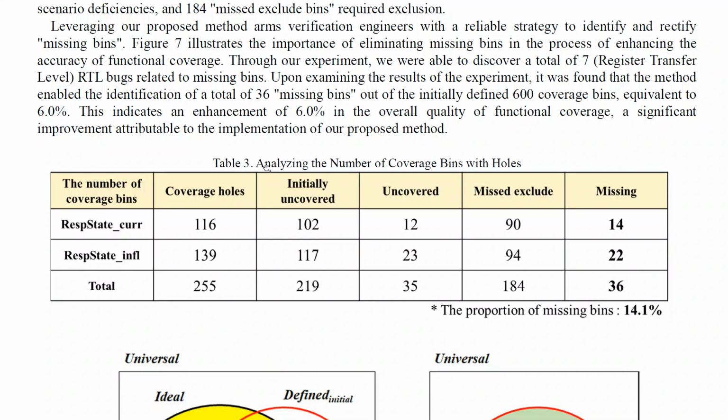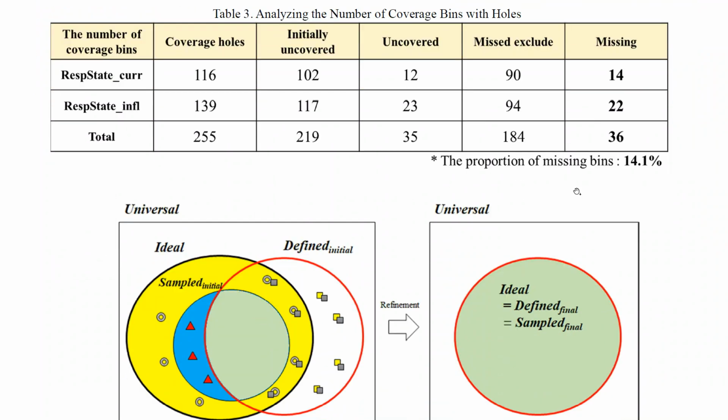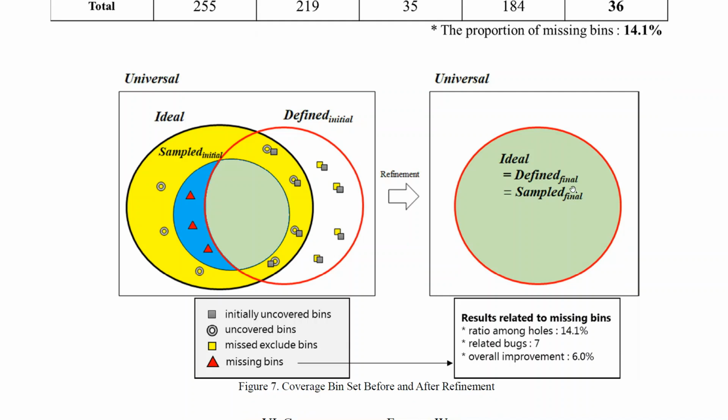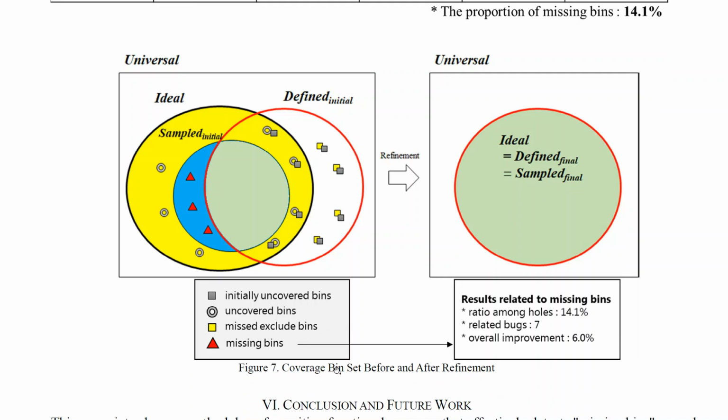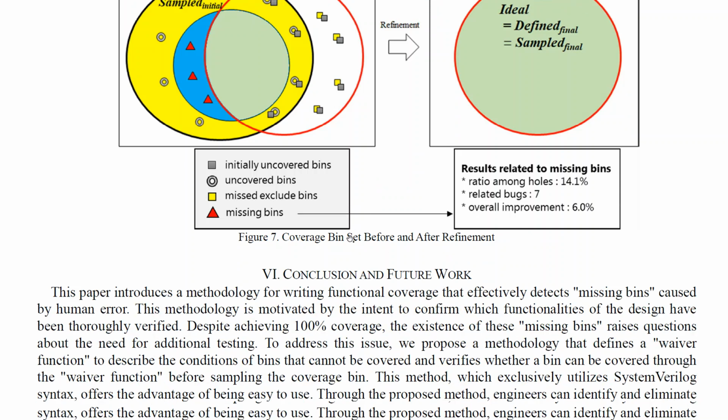Table 3 analyzes the number of coverage bins with holes. The proportion of the missing bins is 14.1%. And the next one, figure 7, is the coverage bin set before and after refinement. Chapter 6 is the conclusion and future work.